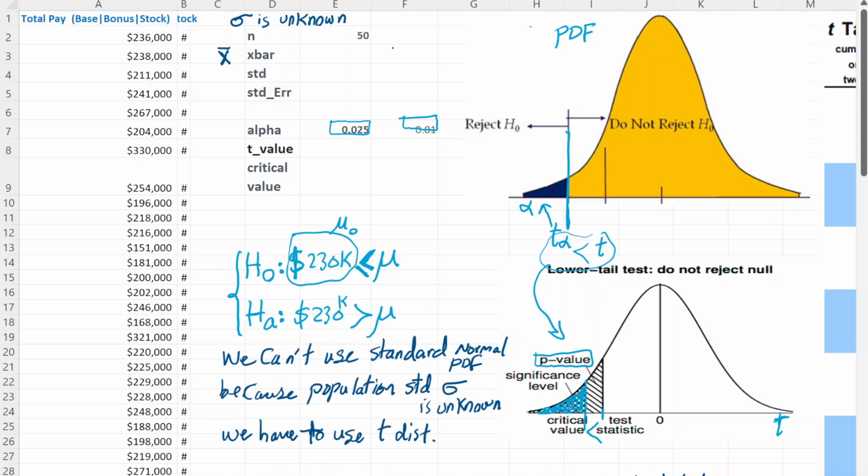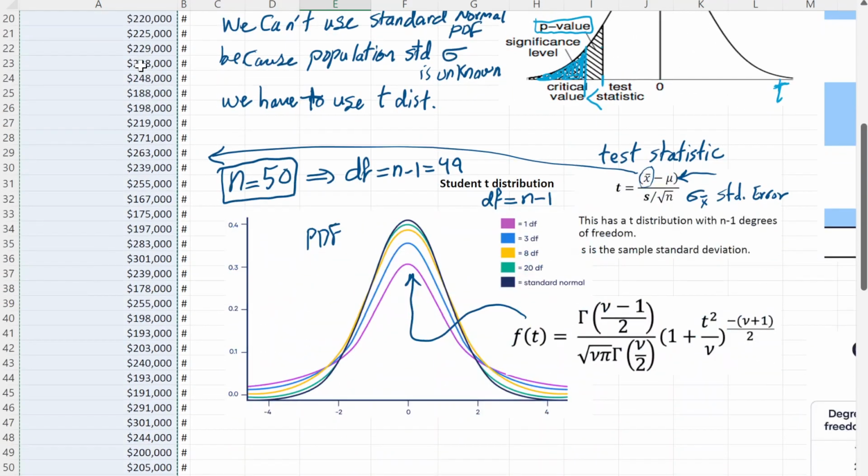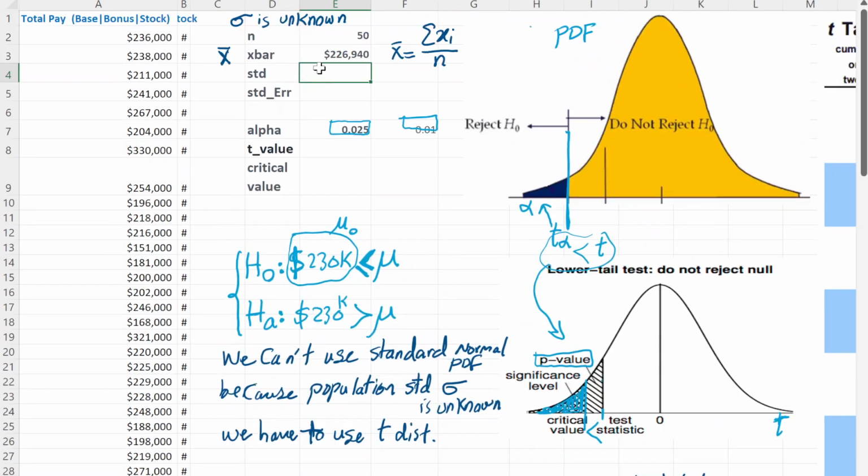And sample mean is simply the sum of total pay, divided by the 50 data points we have. So it's just a matter of saying equal to average. The data set is this data, so there you go, we are done. So we got the average total annual pay for 50 Google software engineers to be about 226,940.